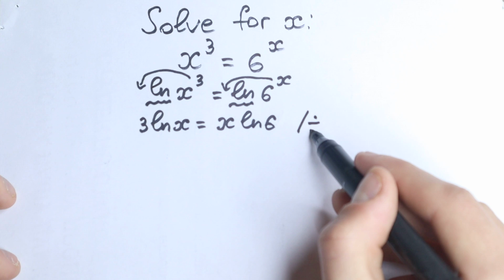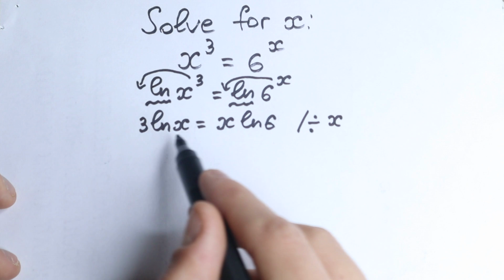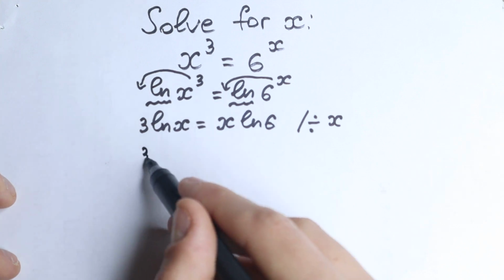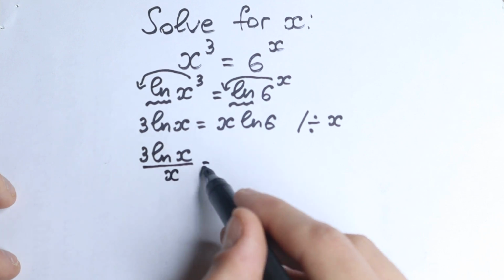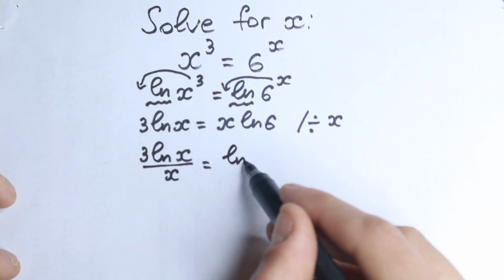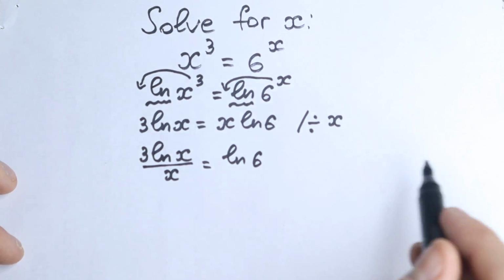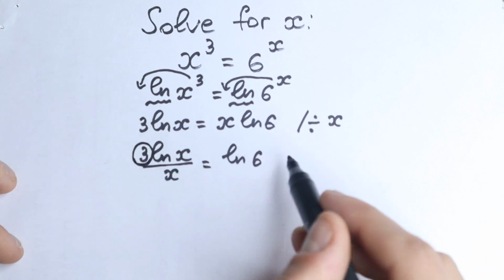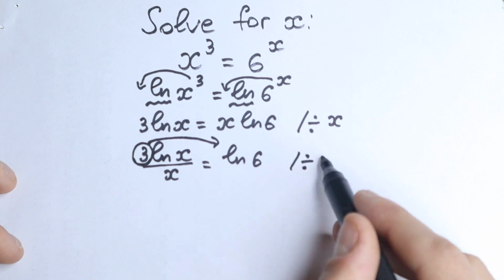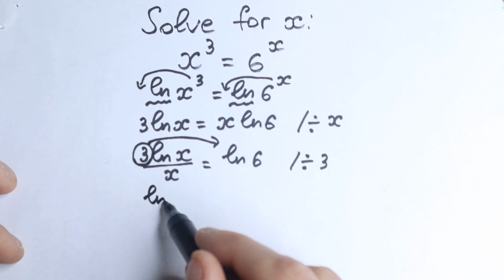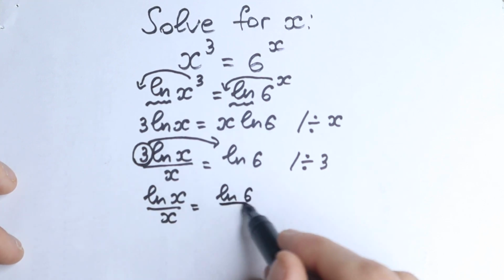Let's divide both sides by x. If we divide both sides by x, we can easily cancel this x, and it appears in the denominator on the left. So we have 3 times natural log x over x equal to, from here we cancelled it, only natural log 6. This is a really important step. What is the second step? Right here we still have this 3, this is a constant. We need to bring this to the right hand side, so we divide both sides by 3. So we have natural log x over x equal to natural log 6 over 3.